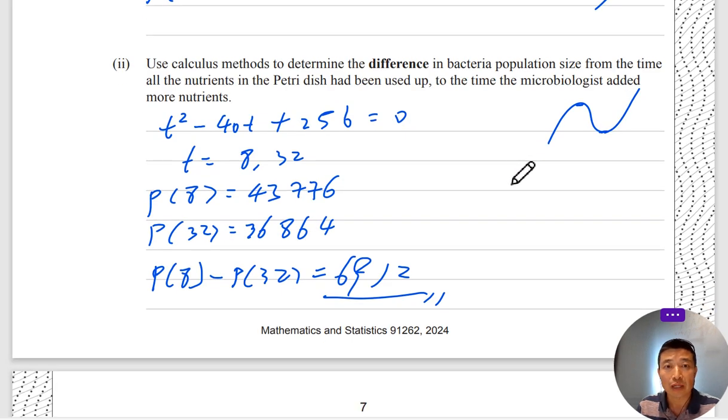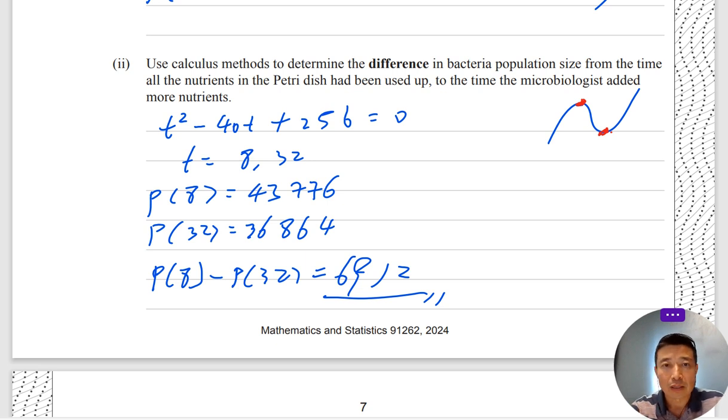Question 2. Use calculus method to determine the difference in bacteria population size from the time all the nutrients in the Petri dish had been used up to the time the microbiologist added more nutrients. So if I draw this cubic graph like this, right? So it's easier to understand. So that's the maximum and minimum. So the scientists feed the bacteria again from that moment, right? So you have to find that moment, and you find the difference.